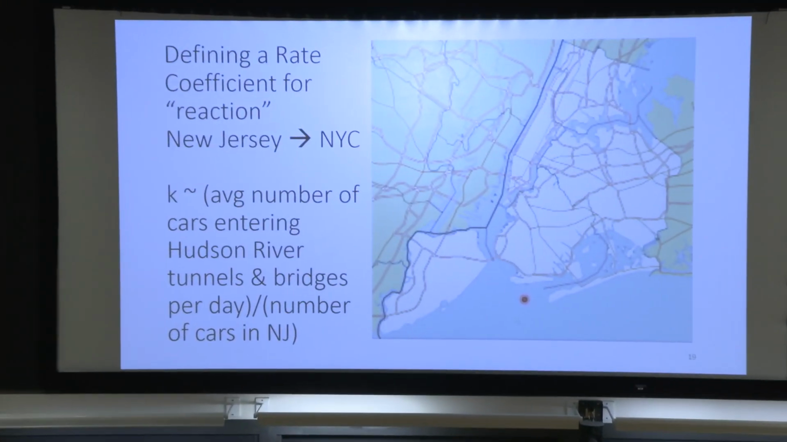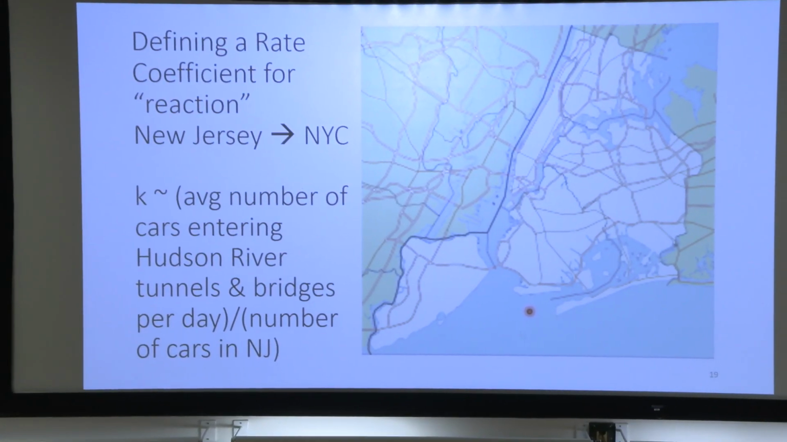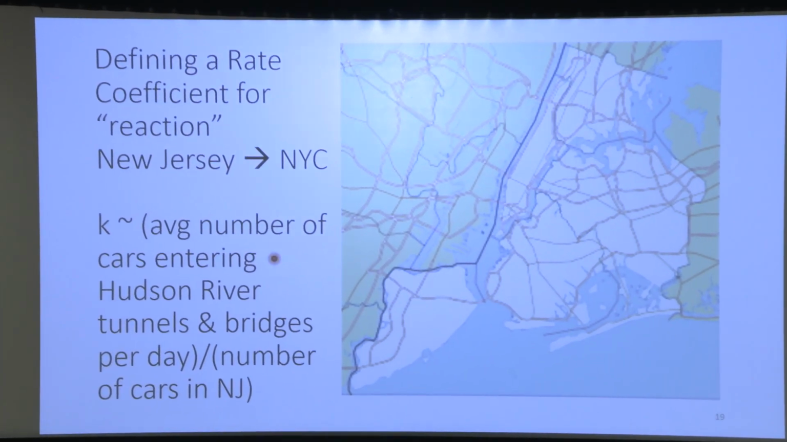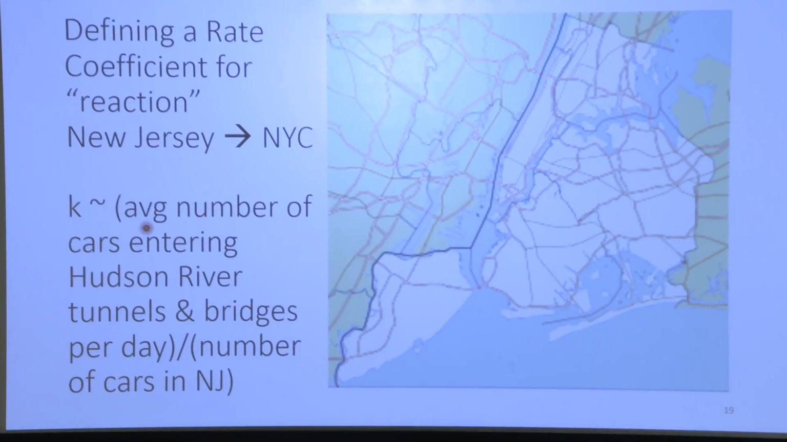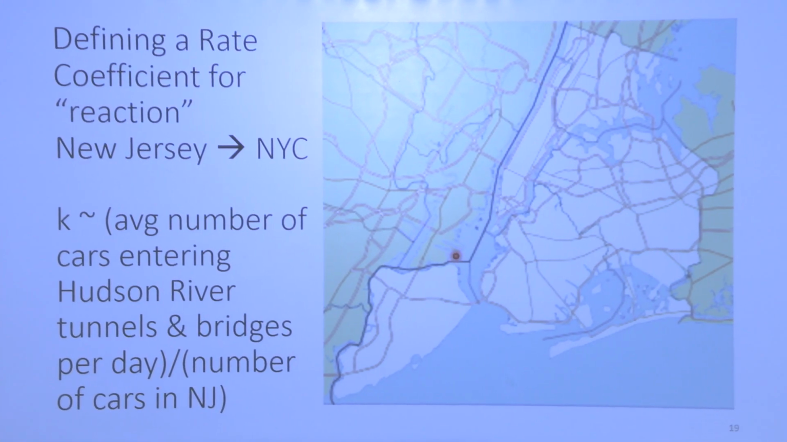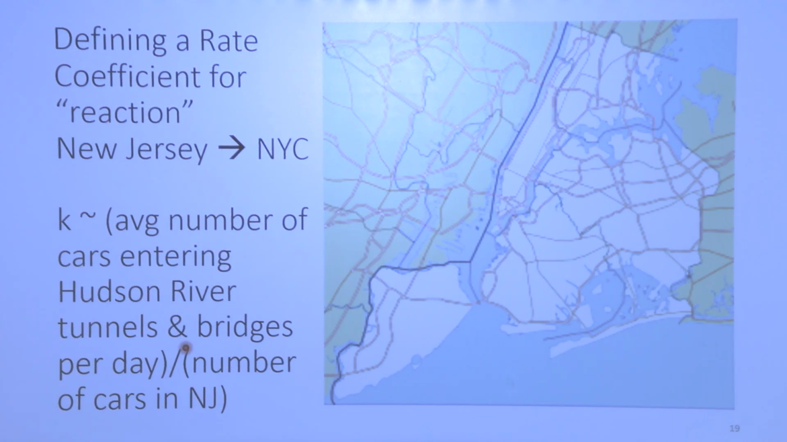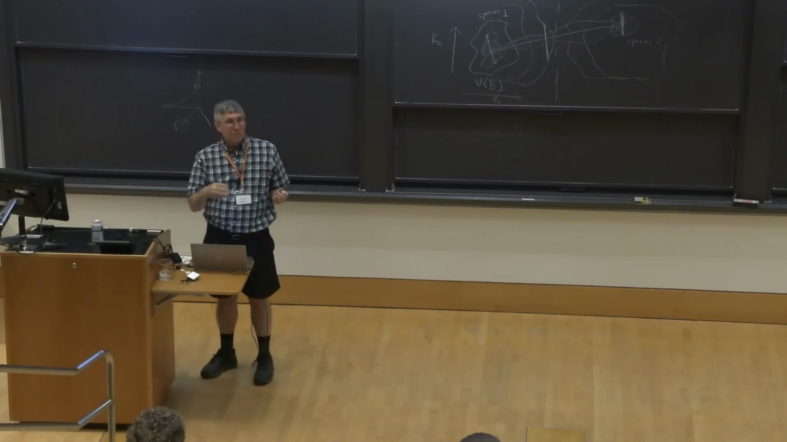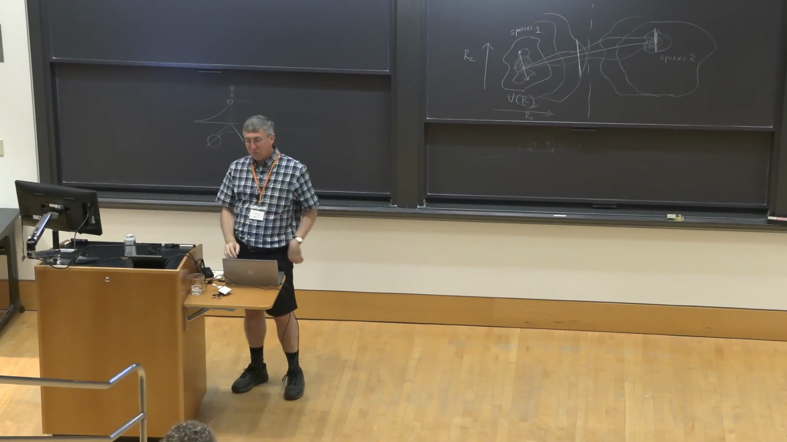Okay, so let's define a rate coefficient from New Jersey to New York City. And so we think that the rate coefficient should be proportional to the average number of cars entering the tunnels and bridges across the Hudson River divided by the total number of cars in New Jersey. And so that ratio would have the right units of per time. In this case, it's per day. All right? That's how you would define a unimolecular rate coefficient for population of cars in New Jersey going to New York.